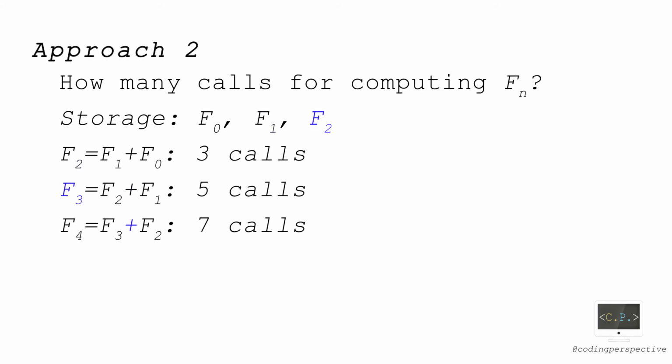Lastly, let's focus on computing f4. We first need to compute f3 and f2, then we need to sum them up. So, we need 1 call for the summation and 5 calls for computing f3. But notice that we don't need to compute f2 from the beginning, because we already stored it in our dictionary while computing f3. So, 1 call is enough to get f2. Thus, in total, we need 7 calls.